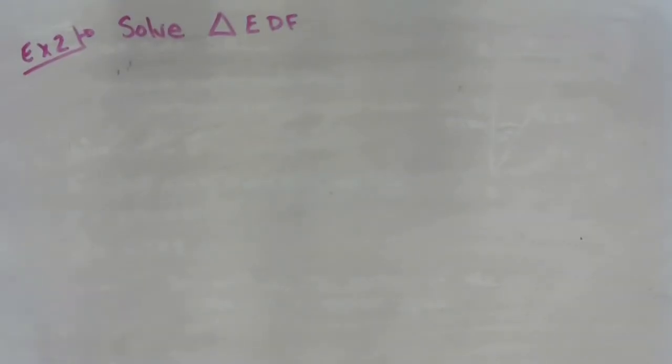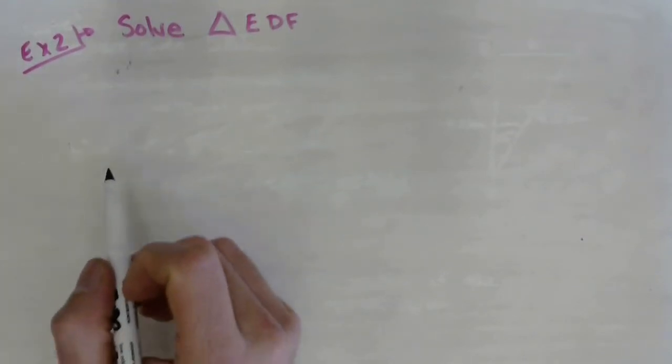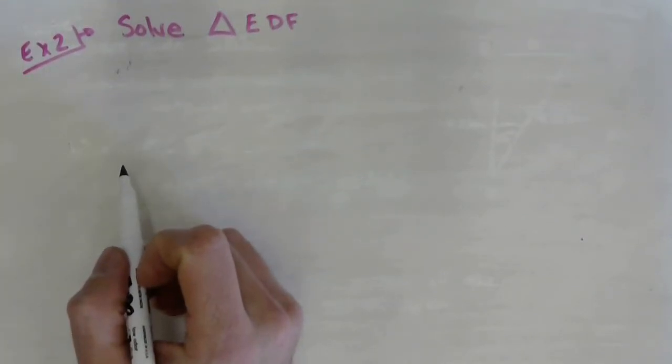Okay, in example 2, we're going to solve a whole triangle. It's triangle EDF or triangle DEF, and they don't give us a diagram, so we need to draw it ourselves. Now, we've done this before. We know how to do it. What's going to be my strategy for drawing a triangle that I don't know what it looks like?